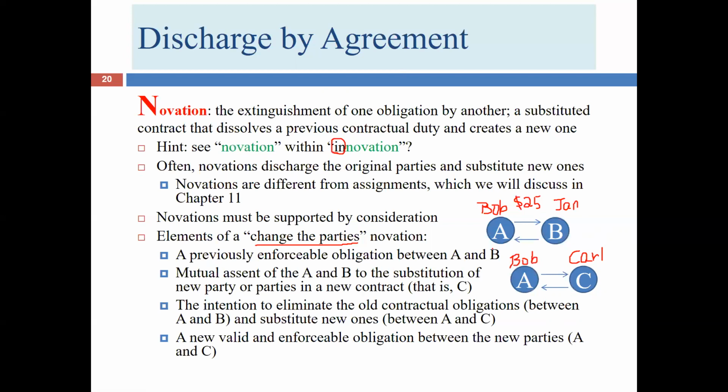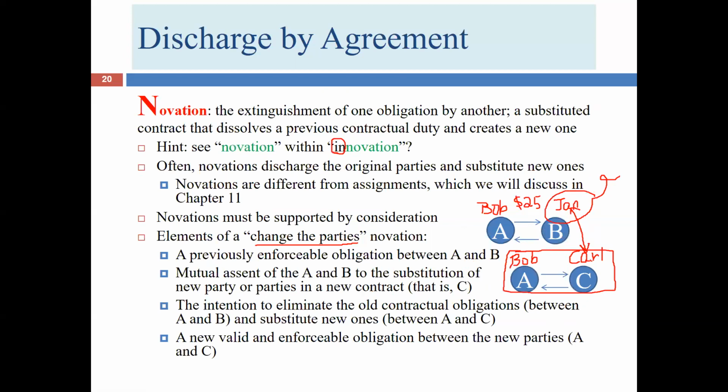So this contract here is the novation. You notice the terms are the same. It's the same lawn. It's the same money. It's even the same time. The only difference is we're switching Carl in for Jan. When this happens, Jan falls out of the contract. She's no longer part of this. This whole contract actually goes away. So Jan has no continuing obligations under the contract.